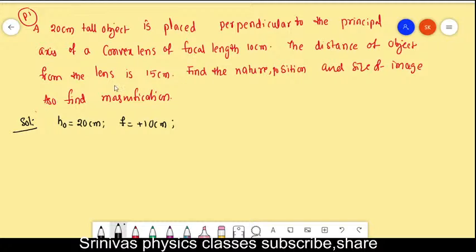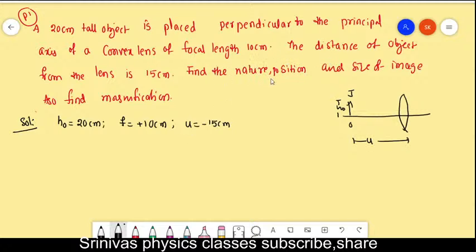And the distance of the object from the lens they give is 15 centimeters. Distance you should take generally negative. This is a convex lens. In case of a convex lens, object distance is negative. Generally, the object is kept on the left side. For example, this is the object. Object height you have to take positive because it is above the principal axis. And focal length is positive. Object distance is u, that is minus 15 centimeters.